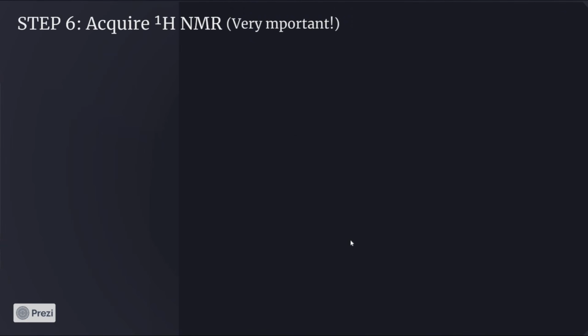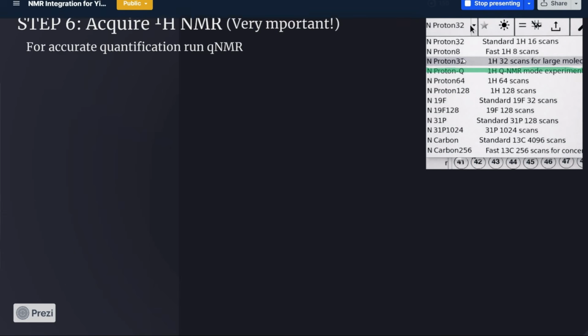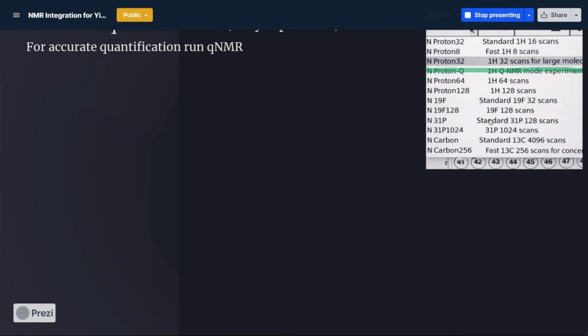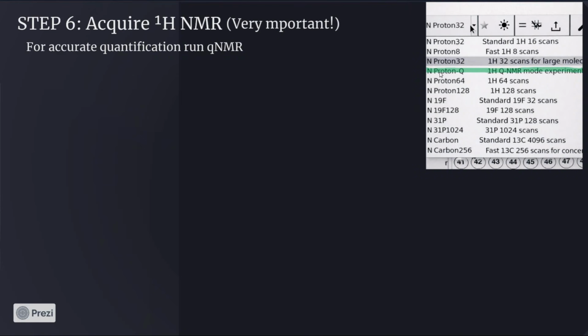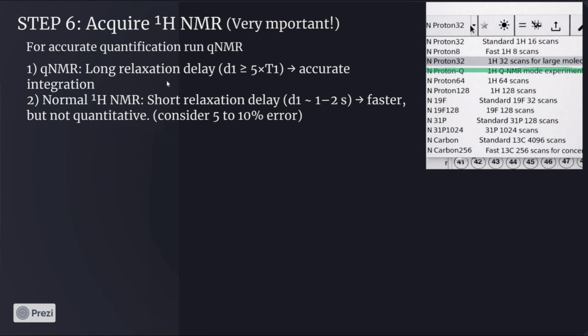Okay, now what we have to do is run the NMR. For running the NMR, it is better to choose qNMR. Q stands for quantitative. When you go to take the NMR, you will see this kind of experiments. So look for this experiment, the 1H qNMR mode experiment. Why is it important? Because qNMR has a long relaxation delay, so you will have accurate integration.